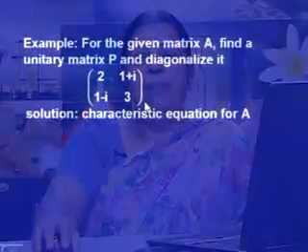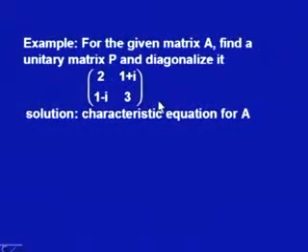So, in this example, a matrix A is given as a 2 by 2 matrix. We are considering 2 by 2 matrices because they are simple. So, you have to find a unitary matrix P which will diagonalize this given matrix A. To find matrix P, we first have to obtain the eigenvalues and then the corresponding eigenvectors. For this, we first write down the characteristic equation for the given matrix A.